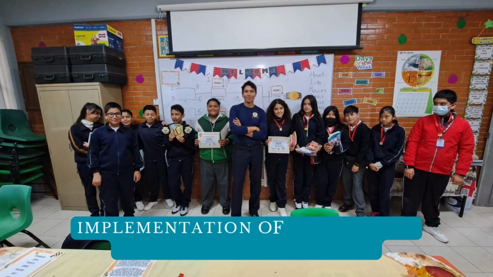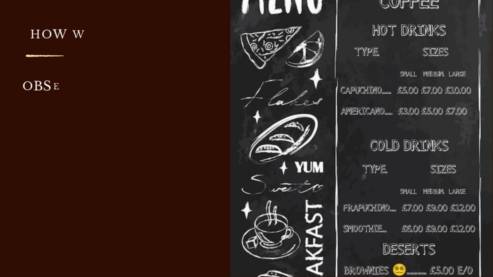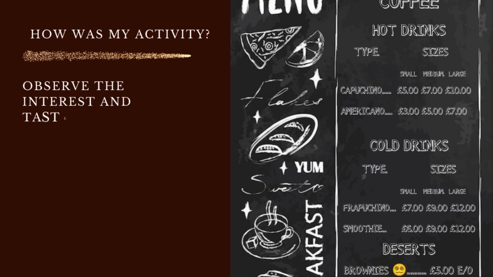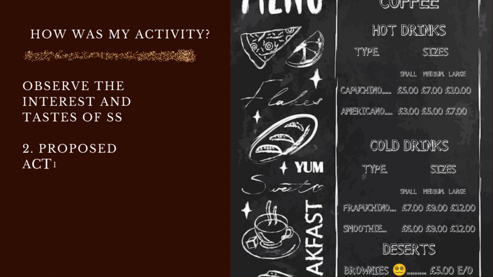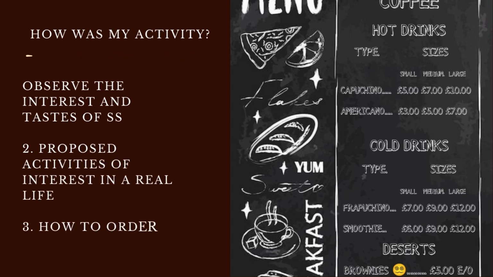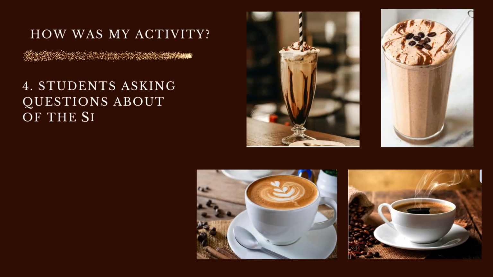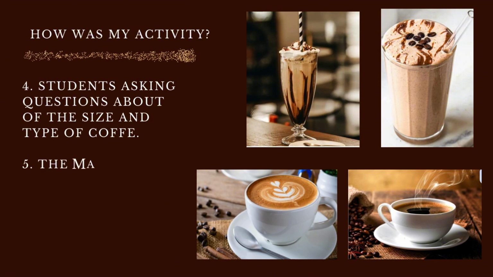Number 5. The implementation of my social practice of the language. First, I observe the interests and tastes of my students. Then I propose activities of interest to them to apply English in a real situation or context. The activity chosen was how to order a coffee in a public establishment, in which the students practiced asking questions about the size and type of coffee when ordering.